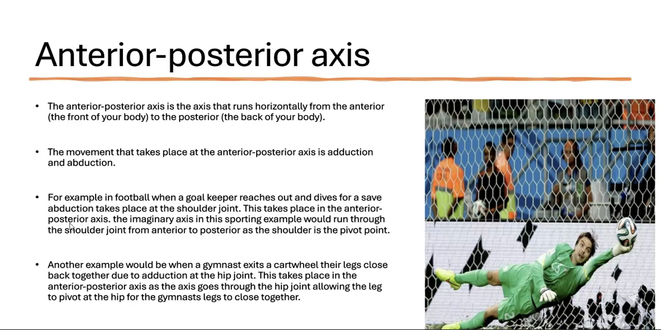The imaginary axis in this sporting example would run through the shoulder joint from the anterior to posterior, as the shoulder is the pivot point. Another example would be when a gymnast exits a cartwheel, their legs close back together due to adduction at the hip joint. This takes place in the anterior-posterior axis, as the axis goes through the hip joint, allowing the leg to pivot at the hip for the gymnast's legs to close together.